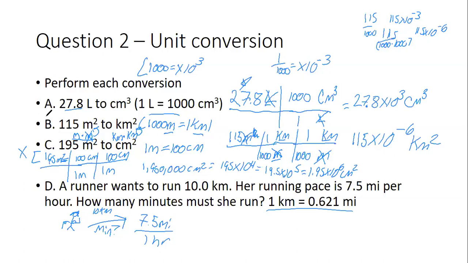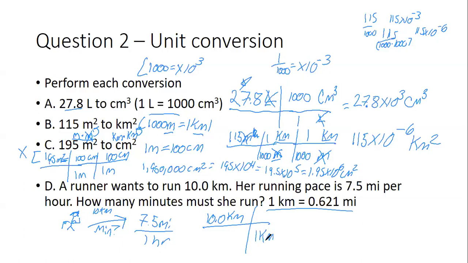Remember, the way to always start the train tracks, I always start with what we're given. So I want to run 10 kilometers. There are actually different ways to do this, but I find this one to be the most logical. Right, so I want to run 10 kilometers. And I know I don't want to be in kilometers because my speed is in miles per hour. So I'd rather be in miles.